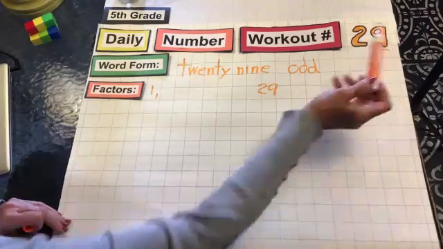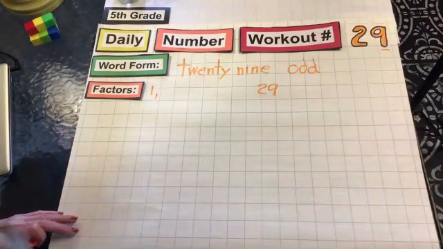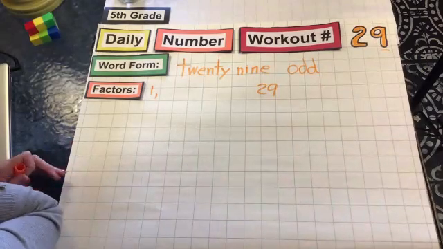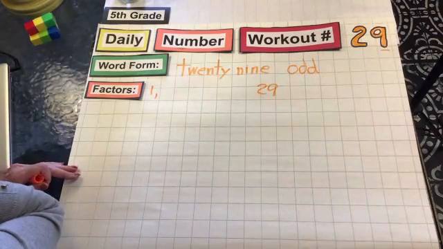9 doesn't go in because 2 plus 9 is 11, and we know the digits have to add up to 9. That's our little trick to the trade. 10 doesn't go in because it doesn't end in a 0. 11 doesn't go in. 12 doesn't go in. It's 12, 24, 36. Nope.